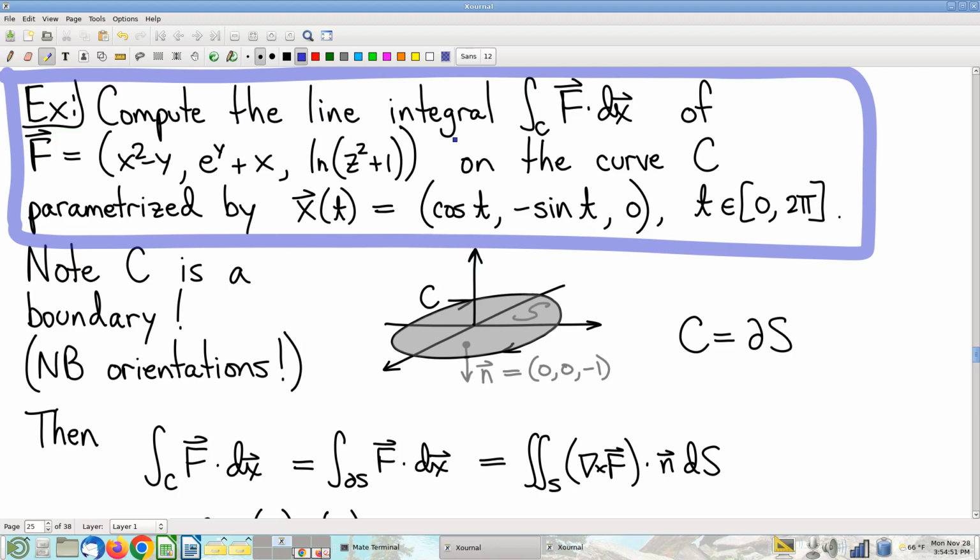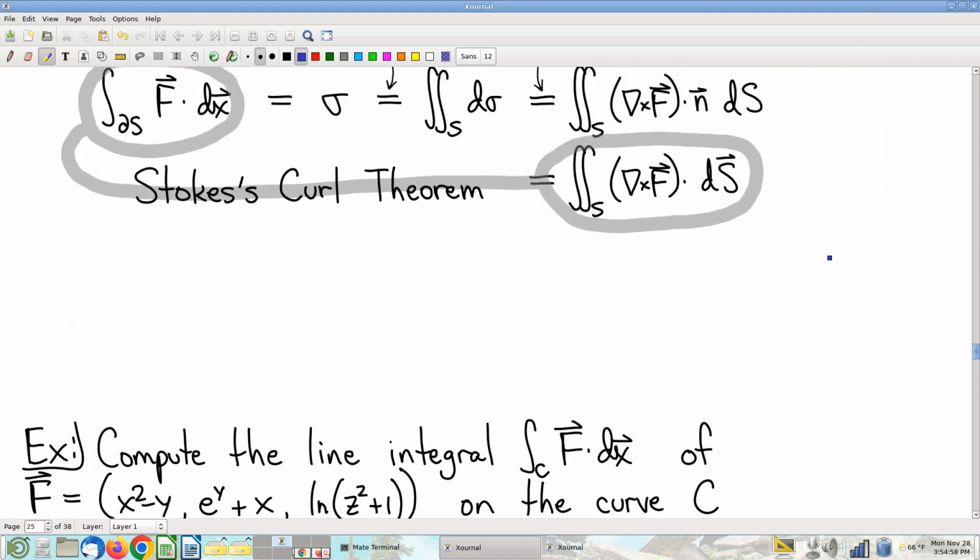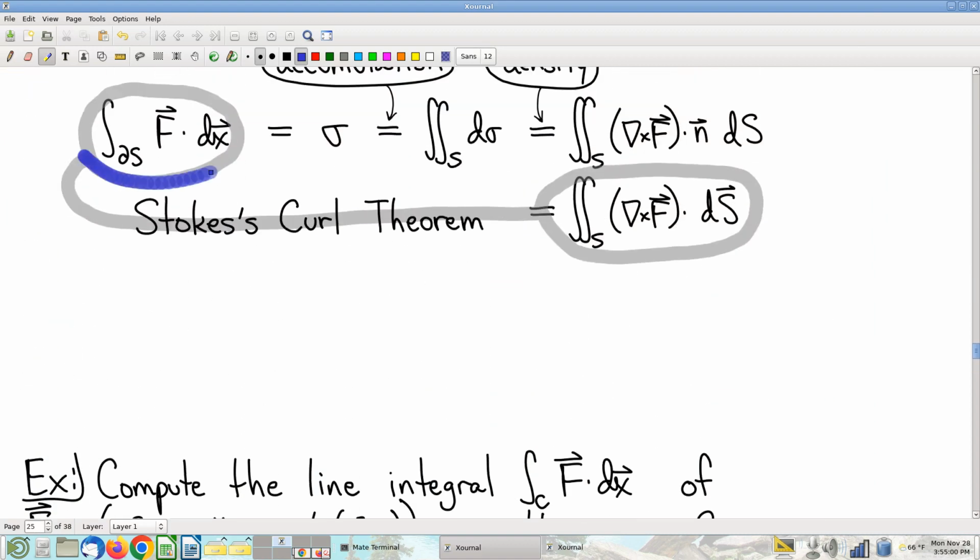So, for lack of good alternatives, let's try a different approach. Let's see if maybe we can use Stokes' theorem. And again, here it is. Can we use this? After all, it does say it can compute line integrals. There it is. Again, catch.